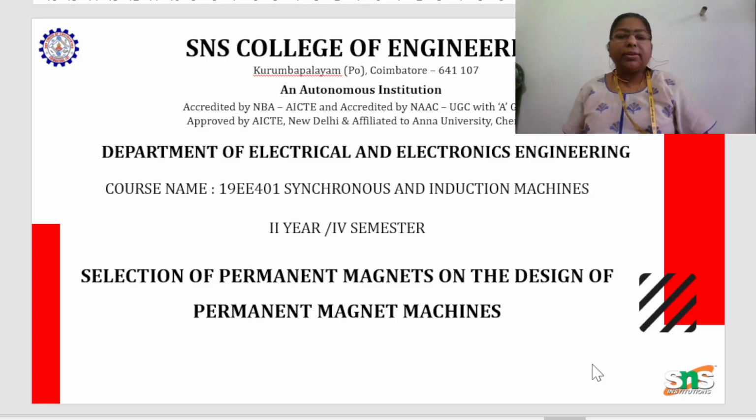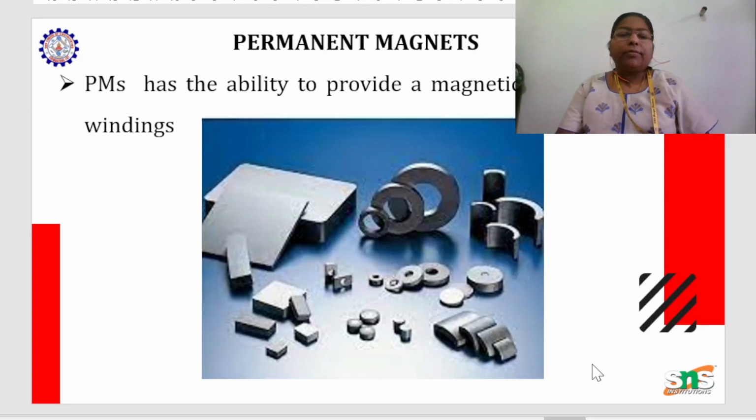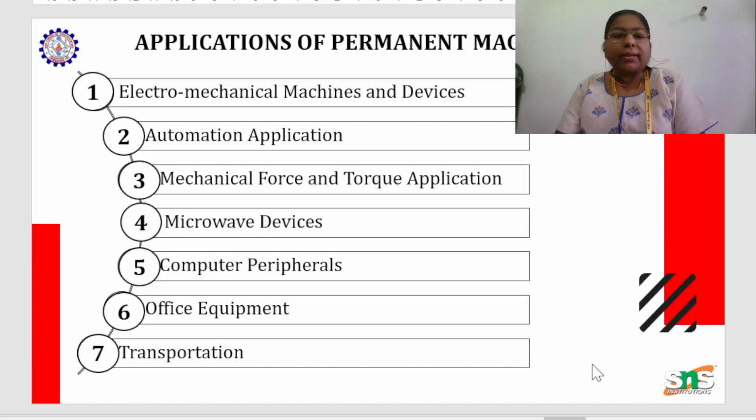Welcome to this case study on the selection of permanent magnets in the design of permanent magnet machines. We are all familiar with permanent magnets. They have the ability to produce magnetic flux without any winding or excitation. We would have heard about different types of magnets, like the horseshoe magnet from childhood, which is a permanent magnet.